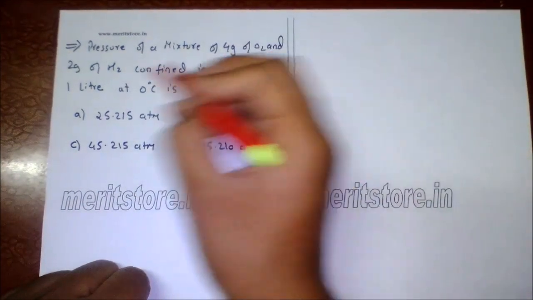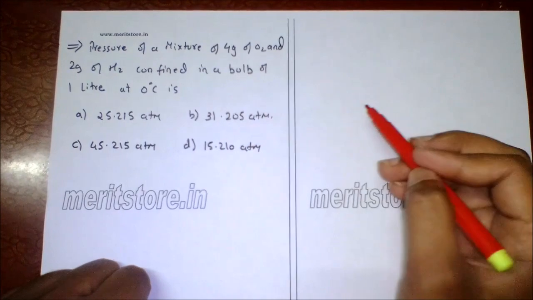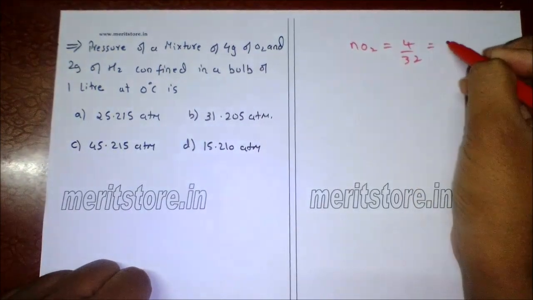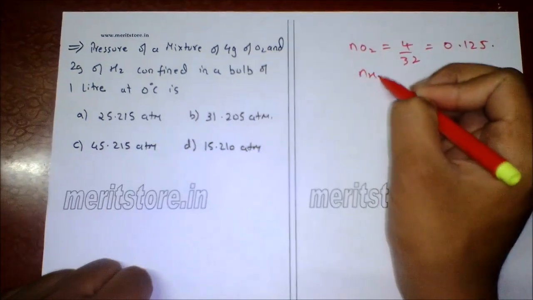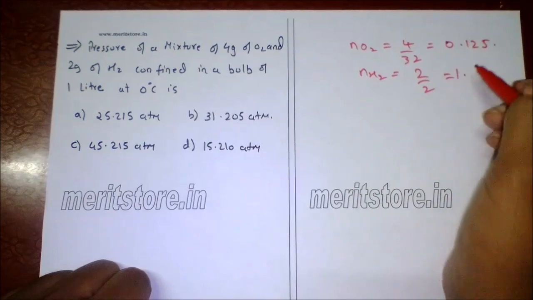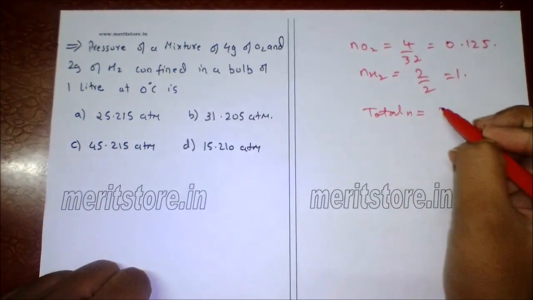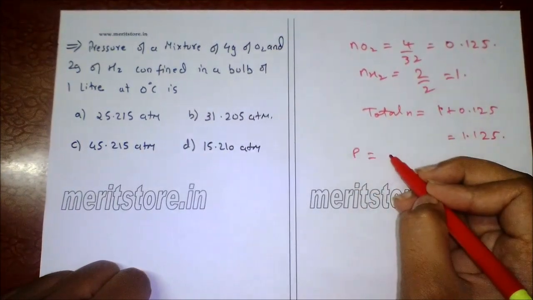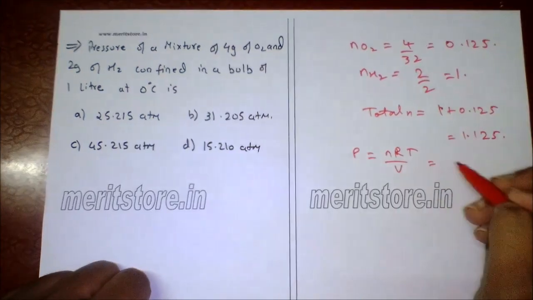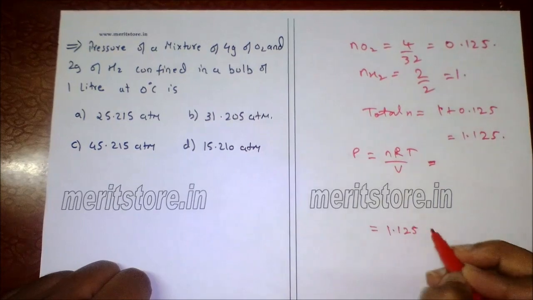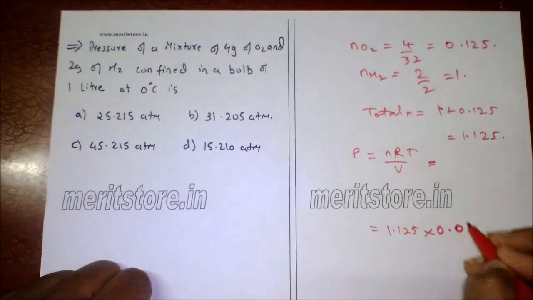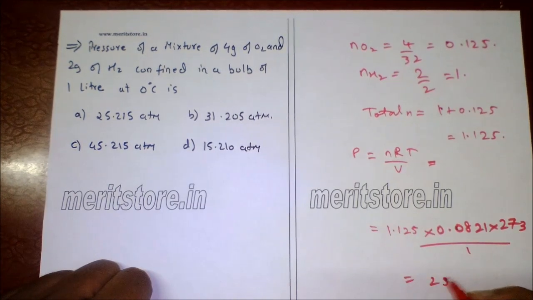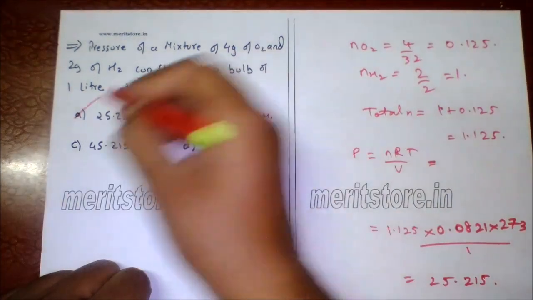Pressure of a mixture of 4 gram of oxygen and 2 gram of hydrogen confined in a bulb of 1 liter at 0 degree Celsius is? The number of moles of oxygen is 4 by 32, which is 0.125, and the number of moles of hydrogen is 2 by 2, which is equal to 1. So total number of moles is 1 plus 0.125, 1.125. Therefore, pressure is equal to nRT upon V. n we calculated as 1.125, R is the universal gas constant, temperature is 273, divided by 1. So the pressure comes out to be 25.215 atmosphere. So option A is the correct answer.